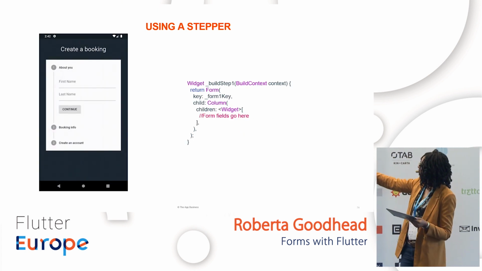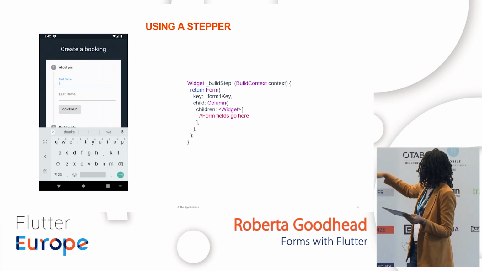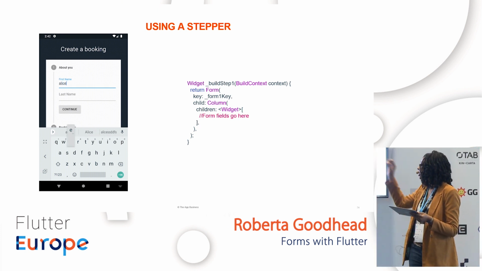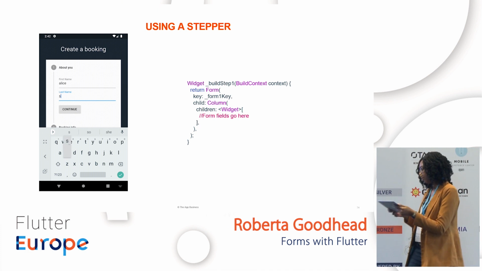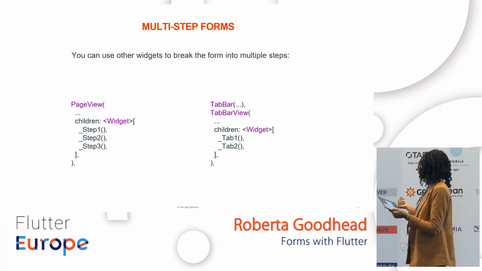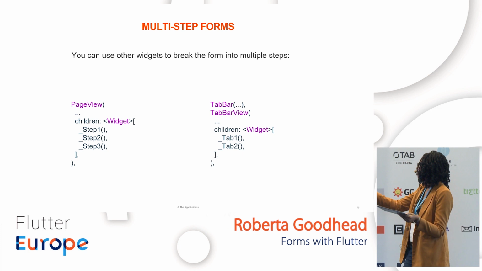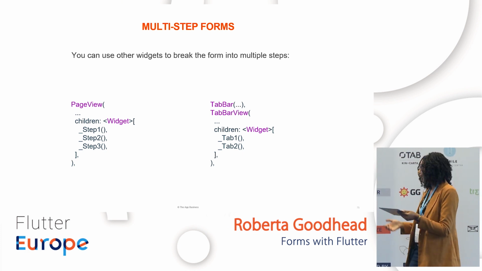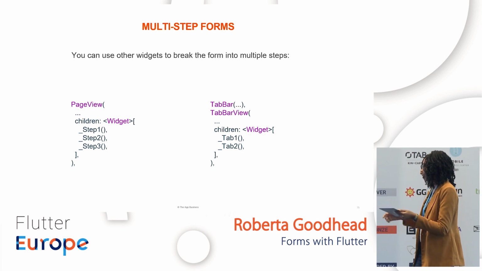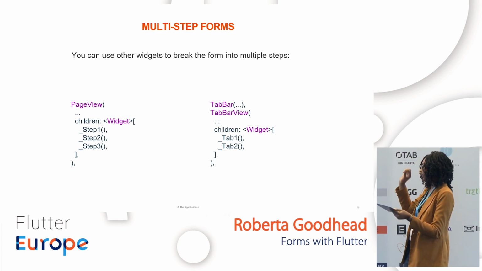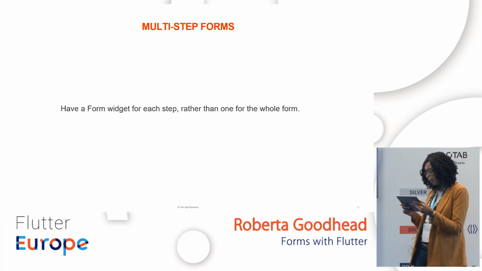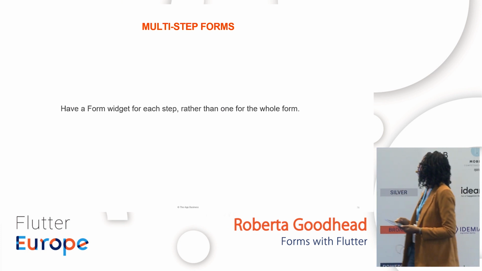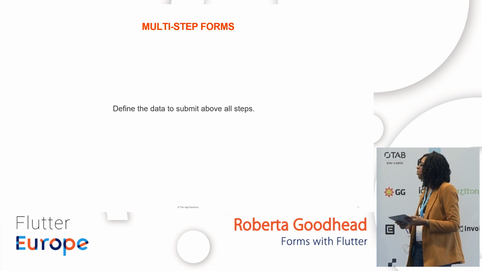And then within each step, we wrap a form. And the reason we do this is because we want to validate each step individually. You don't have to use a stepper. You can use a page view, or you can use a tab bar even if you want to. Same thing, have a form within each step so that the validation is limited to each step, as said here.